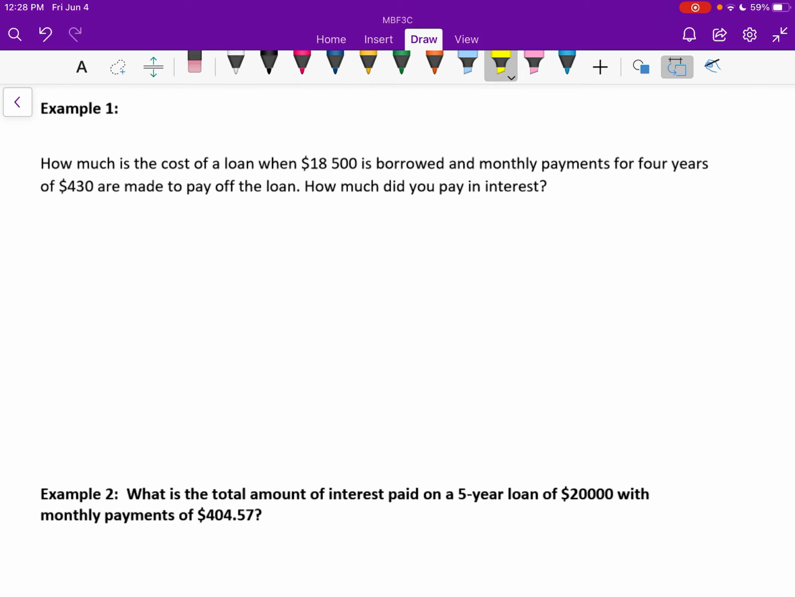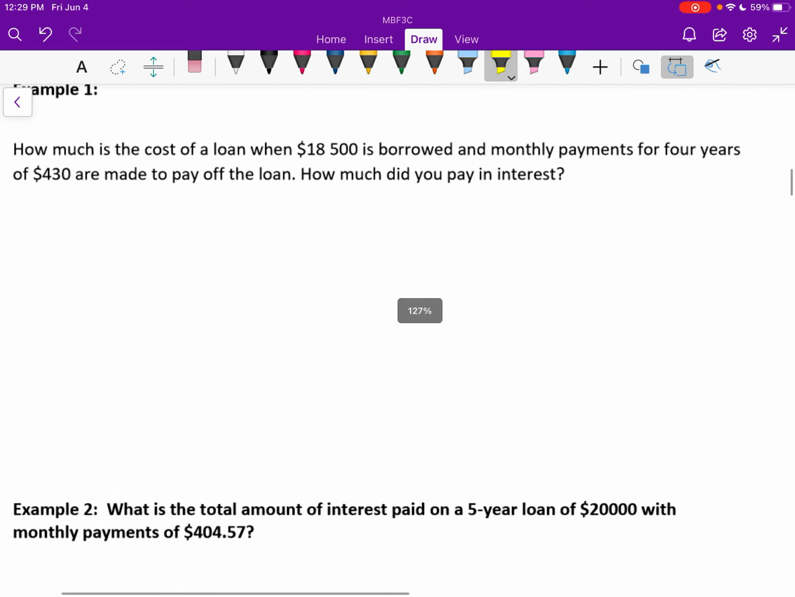Then you're going to find out how much am I paying per year. So you're going to take your monthly payments, multiply that by 12, and then multiply that by the number of years that you're paying off the loan. And if you want to find out how much you actually paid in interest, you're just going to take the total amount that you pay at the end and subtract that from the initial amount that you took in the first place.